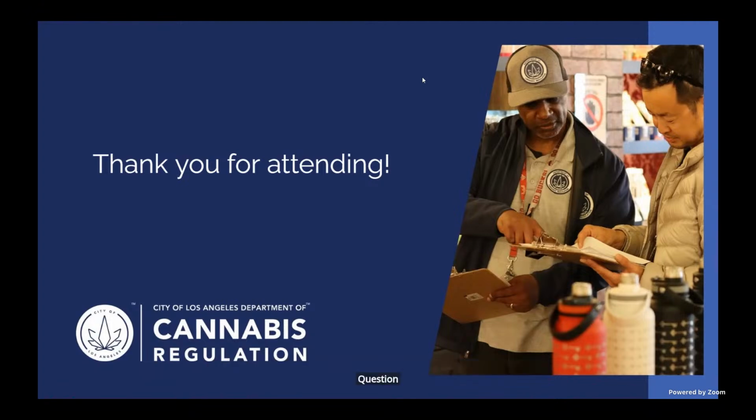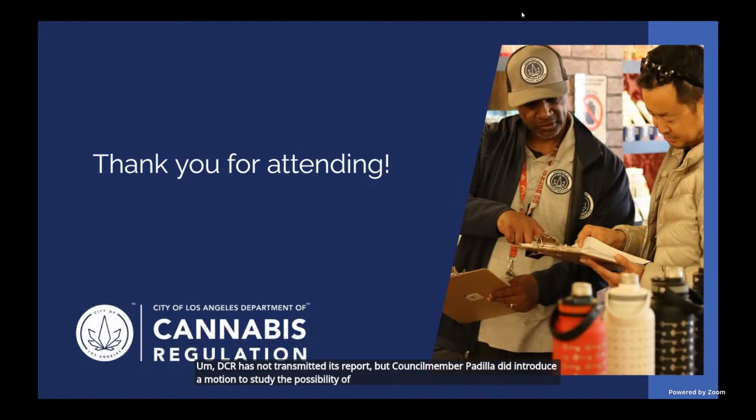Question again from MS. Previously mentioned during this webinar, there was previous mention that policymakers are working to create a delinquency tier system where the biggest delinquencies will be enforced against. Is this information public yet? DCR has not transmitted its report, but Councilmember Padilla did introduce a motion to study the possibility of creating a tiered system.